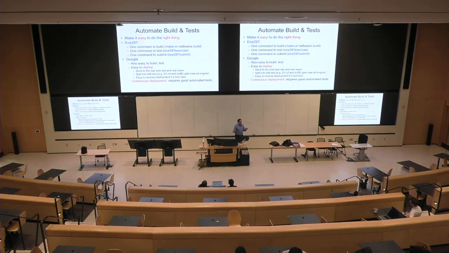That's relevant because it shows how important testing is. So Google takes it very seriously. They want people to be good at it. You want your testing and your building to be very automatic, so you want to make it really easy to do the right thing. So in ece297, you'll notice that there's one command, make, or in your IDE, you can click a build button. That builds your whole project. There's one command to test it all, and there's one command to submit it all.